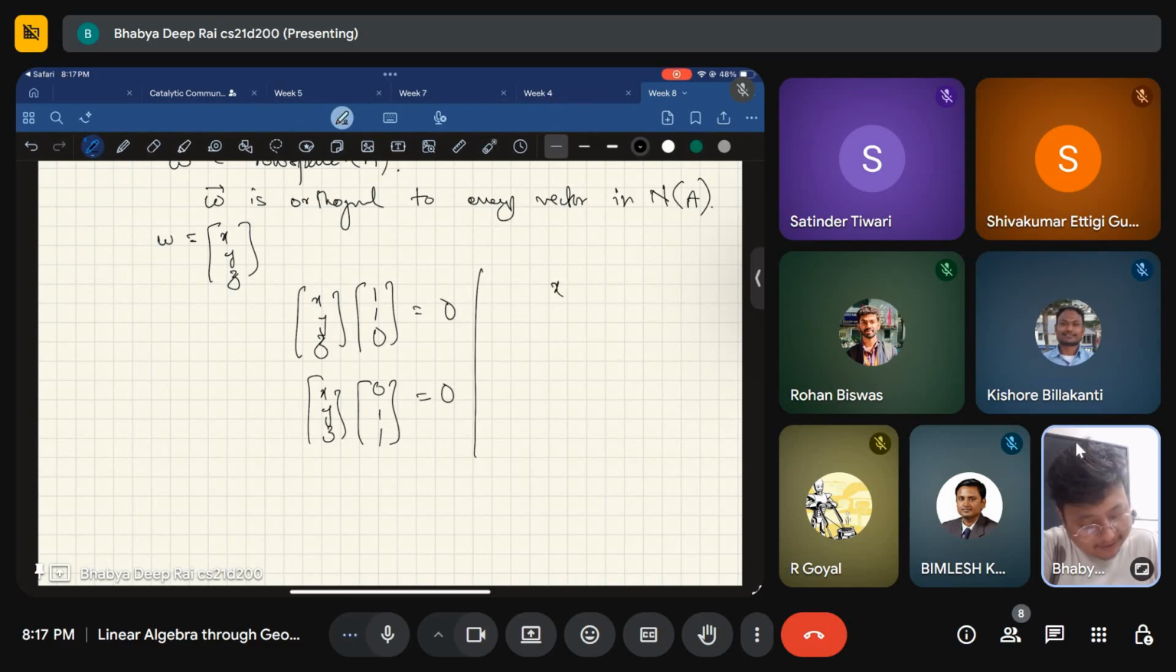Okay, Satinder. So you have x equals 0. Oh, what am I saying? No. You are doing a dot product. x plus y equals 0, and then you have y plus z equals 0. Then this implies that x equals minus y, which implies that z equals minus y.